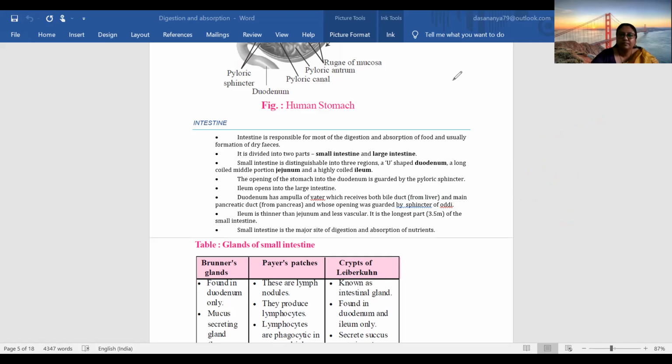Ma'am, because the processes are very complex, so it requires time. As the length is long, it will give proper time for digestion as well as absorption, don't you think? For absorption also it will require that much time, na beta? Yes or no? Yes, ma'am.